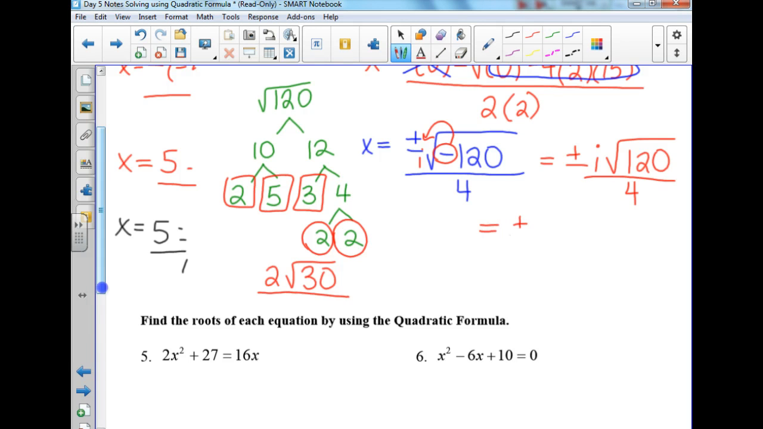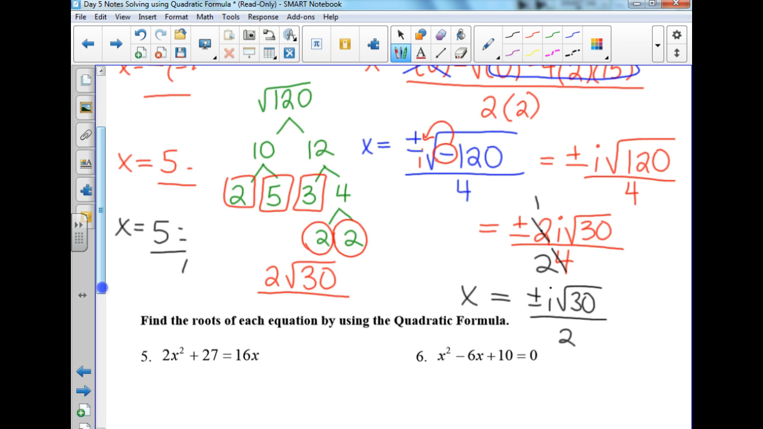So it becomes plus or minus 2i square root of 30 over 4. Or you can write i2, whichever you prefer, doesn't matter. And then you can simplify. So remember, if it's under the square root, I can't simplify with anything, but I can look at what goes into both of these. A 2, so that's a 1, and that's a 2. So our final answer, plus or minus i square root 30 over 2. That's x equals.